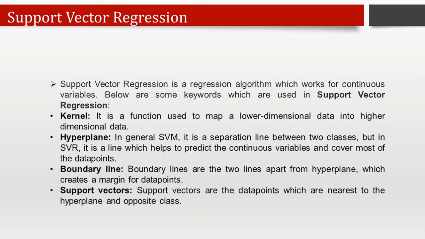Kernel: it is a function used to map lower dimensional data into higher dimensional data. Hyperplane: in general SVM, it is the separation line between two classes, but in SVR it is a line which helps to predict the continuous variable and cover most of the data points. Boundary lines: two lines apart from the hyperplane which create a margin from data points. Support vectors: data points which are nearest to the hyperplane in the opposite class.